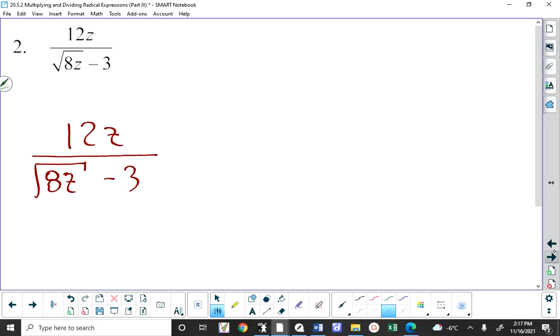I need to rationalize this. Well, just a second here. Could I simplify root 8z first? I could, because root 8 can be simplified. But I'm not so sure I want to, because I am about to multiply top and bottom by the square root of 8z plus 3.